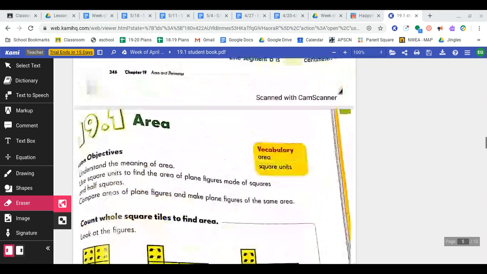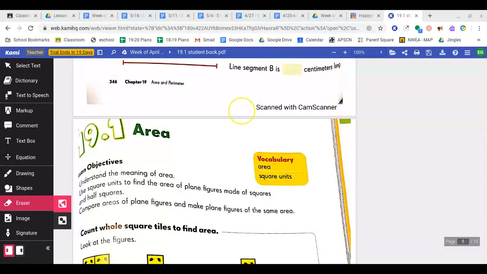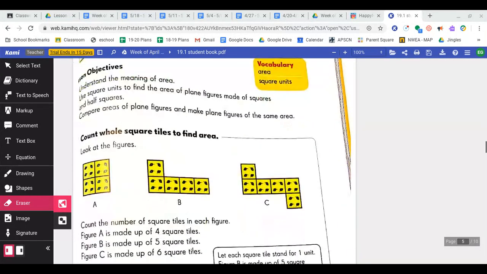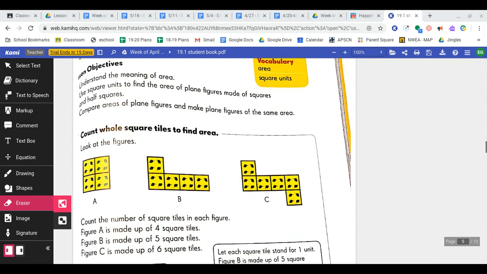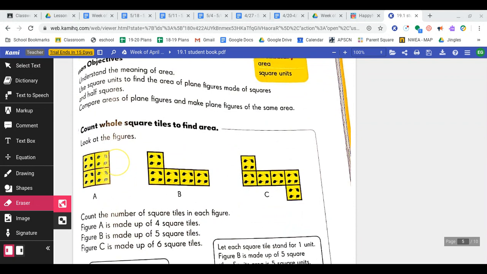Okay, so area is what we refer to as the amount of space within a polygon. We've just learned about polygons. We already know that we can measure with feet, inches, meters, but we're going to be looking today at not how long something is, but how much space is within something.